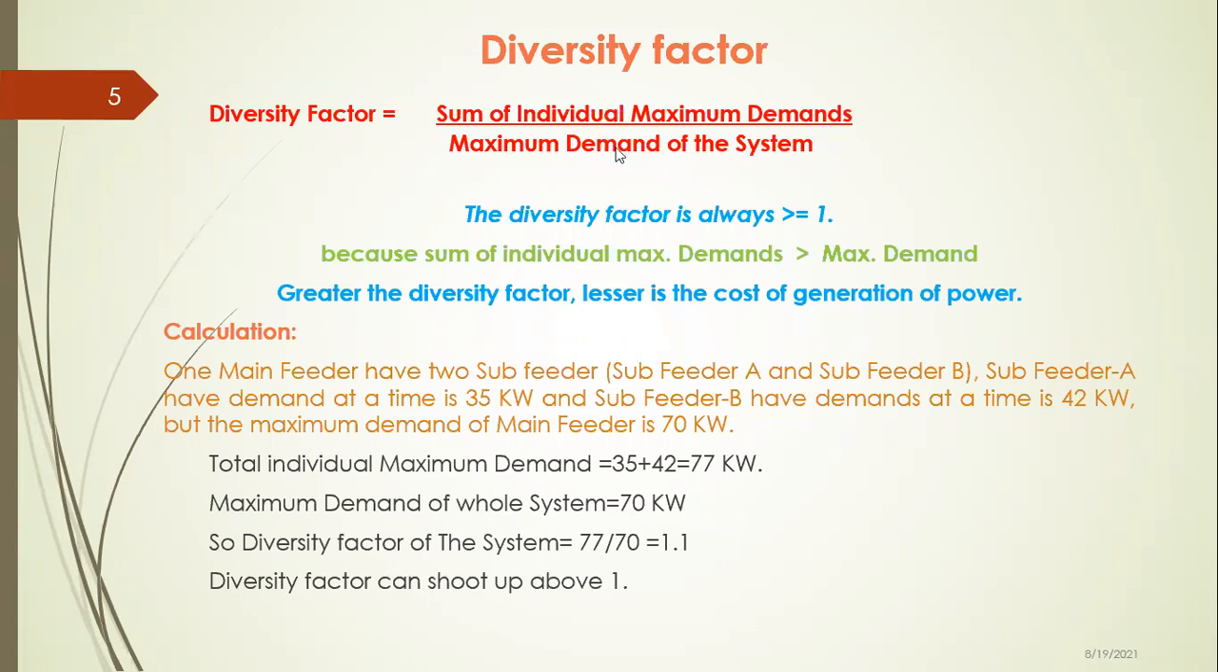And you see here that in the numerator and in the denominator both there are the maximum demands. There is no connected load here. Here is also maximum demand, here is also maximum demand, but this sum is always greater than the maximum demand of the system. Even when you verify it from the numericals, the sum of the individual maximum demands is always greater than the maximum demand of the system.